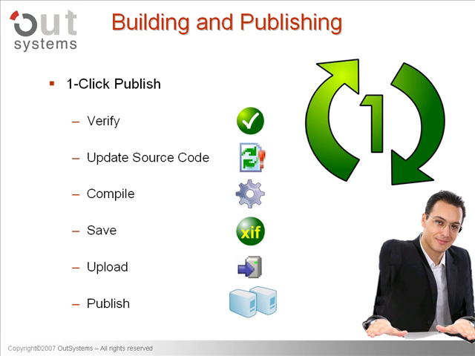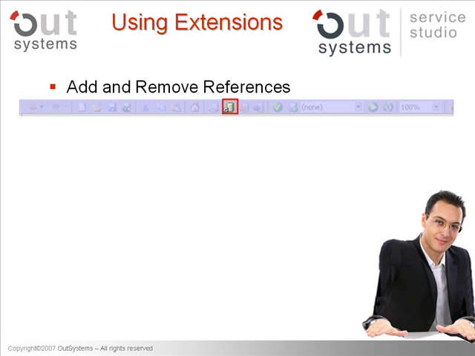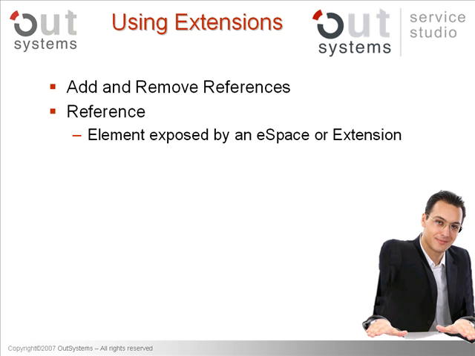Fairly simple, actually. By opening the Service Studio, connecting to the server and selecting the Add and Remove References operation, you're listed with everything you can reference in the server. Hold it for a minute just there. What exactly is a reference? Well, a reference is an element exposed by an eSpace, the producer, or an extension, that is referenced by an eSpace called consumer in this context. Once a reference is added to your consumer eSpace, you can use it anywhere you want, but you cannot change its definition nor its behavior.